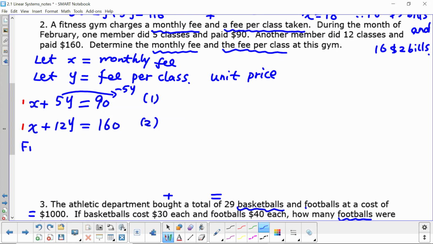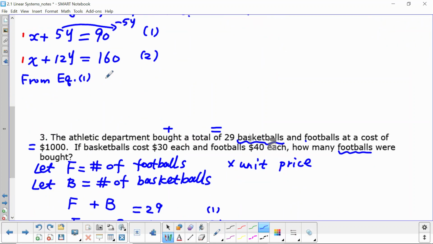So from equation 1, we have x equals 90 minus 5y. Then we substitute this equation 3 into equation 2. We replace x with the right side, so we box x. The reason why we isolate x is because we want to get rid of the x in the other equation. Then we could have one equation with only one variable. That is an equation we know how to solve.